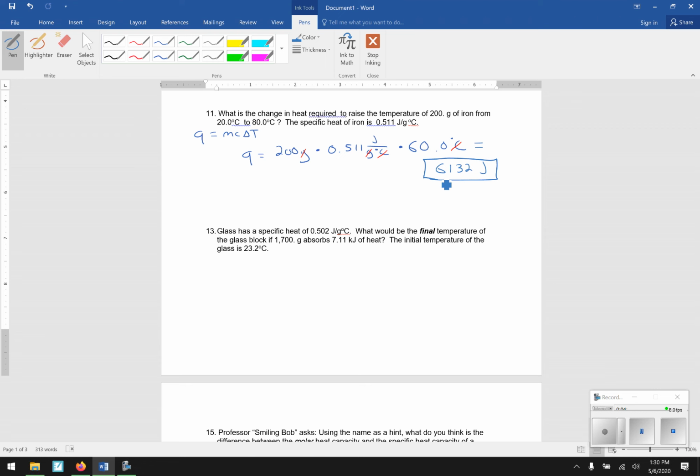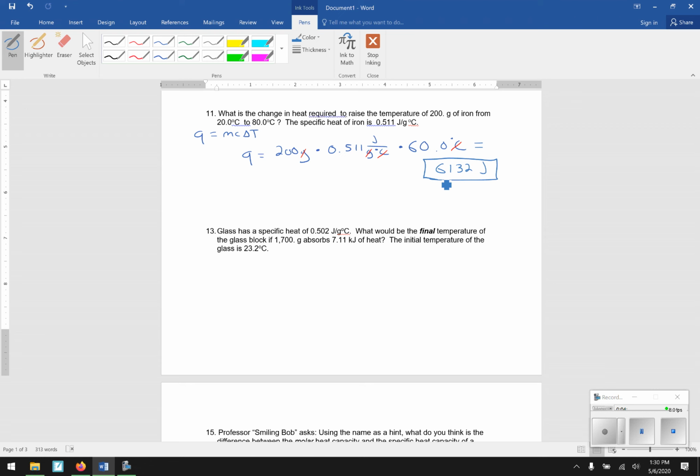A glass block has a specific heat of 0.502. What would be the final temperature of the glass block if 1,700 grams absorbs 7.11 kilojoules of heat? The initial temperature was 23.2. If you didn't know the initial temperature, you couldn't do this. All you could say is a change in temperature.